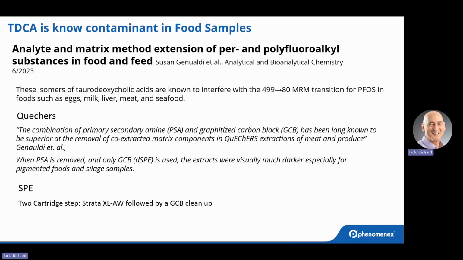This method, of course, is a food method, so it's using QuEChERS, and then it talks about using GCB as well in the extract. And after the GCB, you're going to use an SPE cartridge cleanup step to clean up the GCB and also concentrate the sample a little bit further. So again, we have a two-step process for the sample preparation for food matrices.